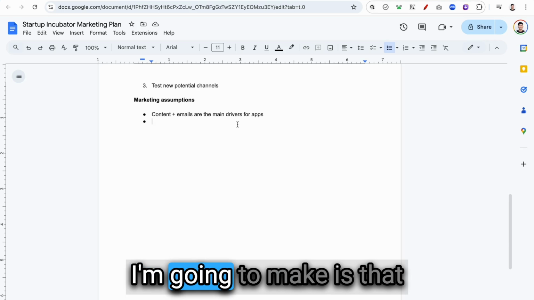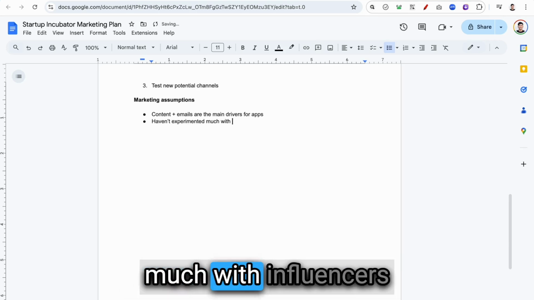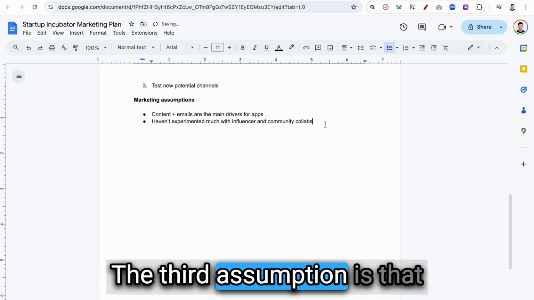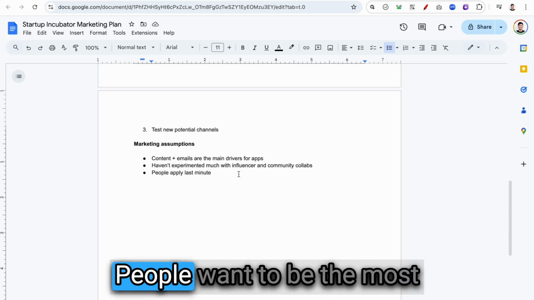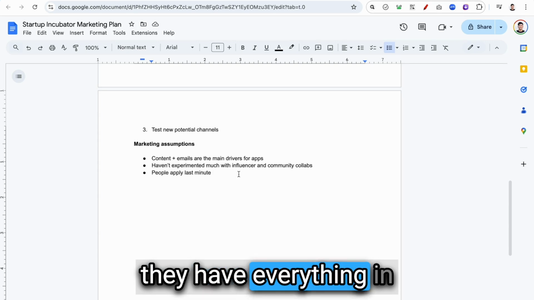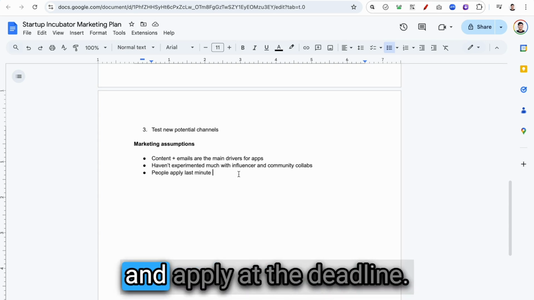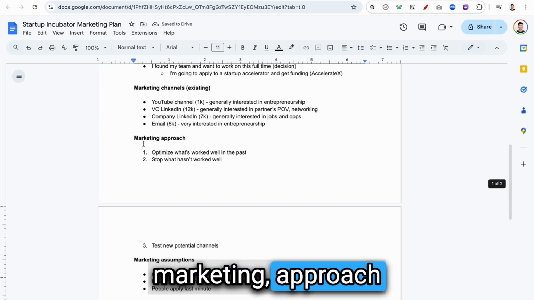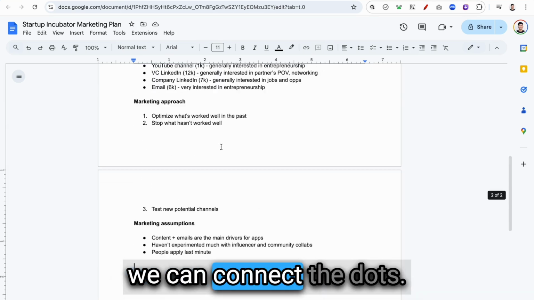The second assumption I'm going to make is that we haven't experimented much with influencers and community collabs. The third assumption is that people apply last minute. People want to be the most ready when they apply. They want to make sure they have everything in their application, and hence they try to delay and apply at the deadline.